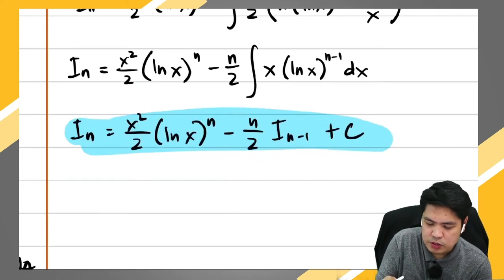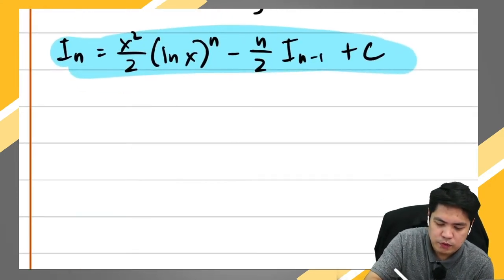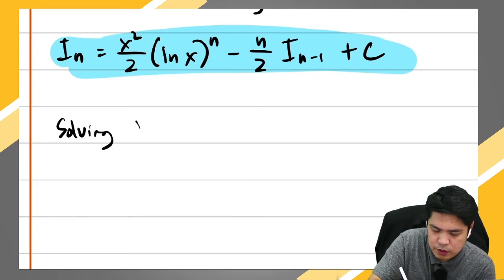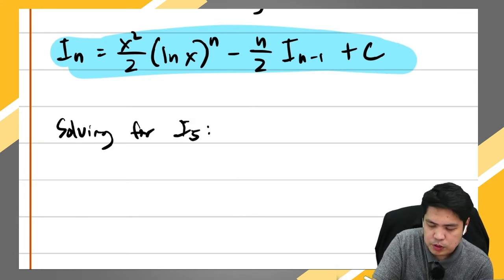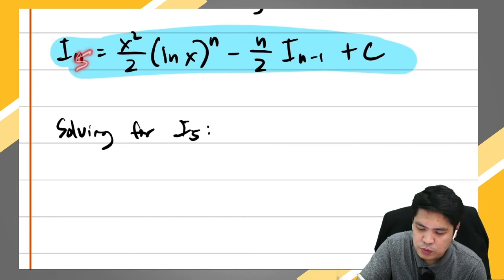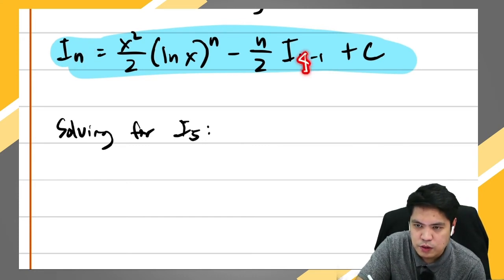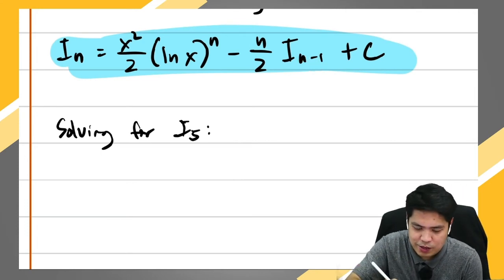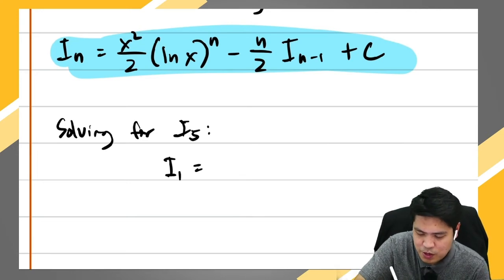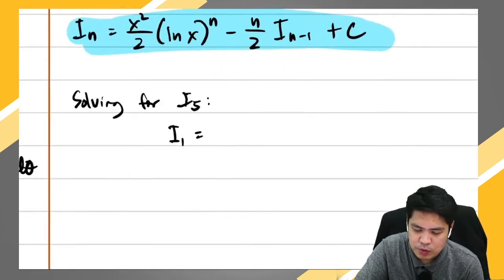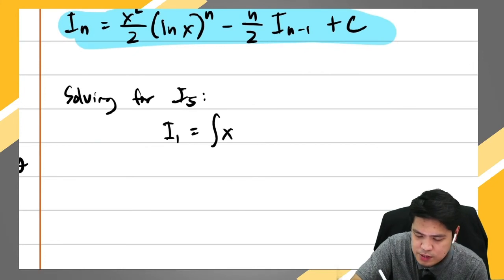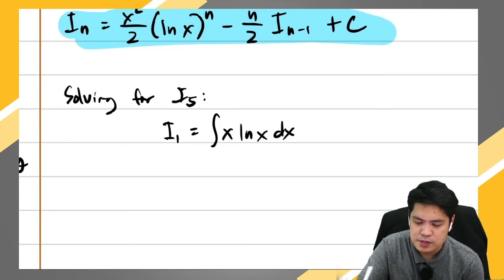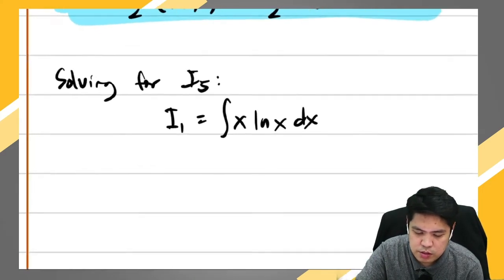So if this is a reduction formula, then we can now solve for I5. But to solve for I5, if this is 5, then we need to obtain I4. To solve for I4, we need to obtain I3, then I2, then I1. So, ibig sabihin, we'll start with I sub 1. So, to solve for I sub 1, we'll have integral of x times ln x raised to 1 dx. Ayan.